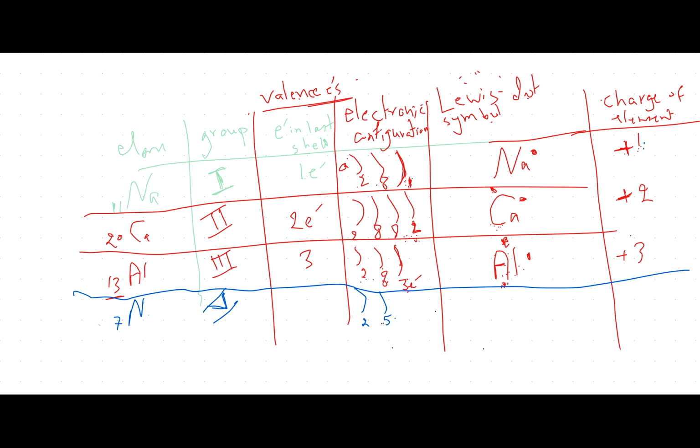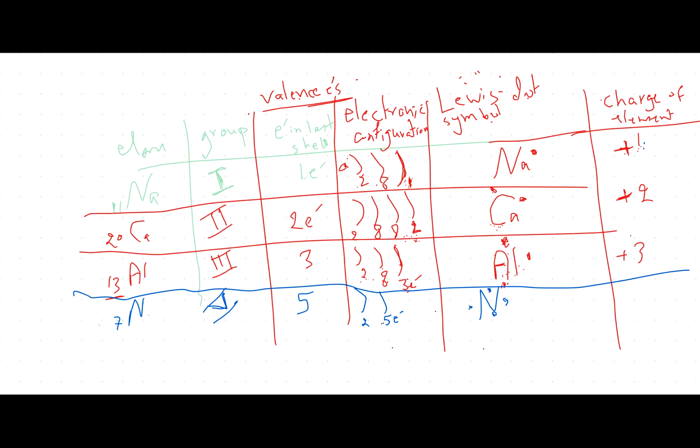Okay, so what is the valence of electrons? It is the number of electrons in the last shell. How much in the last shell? 5. This is our nitrogen. How much do I have to put around it? 5. Yes. So it's the same as the group.